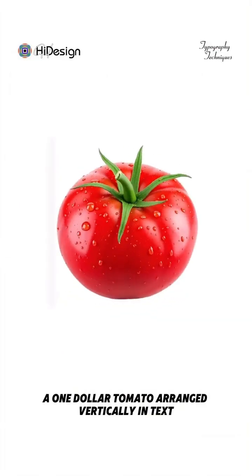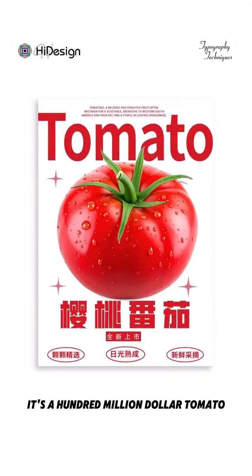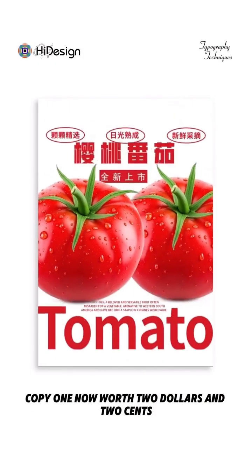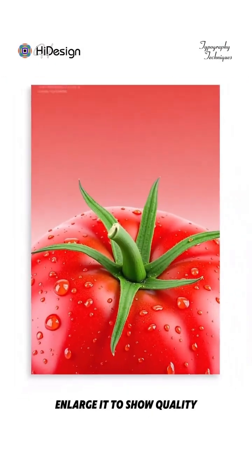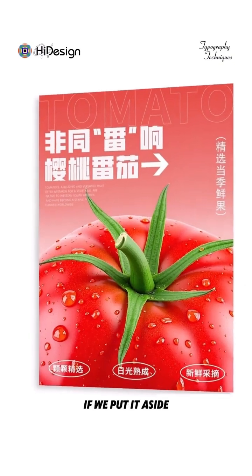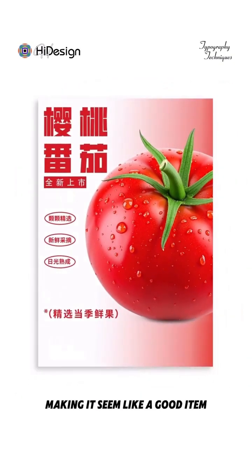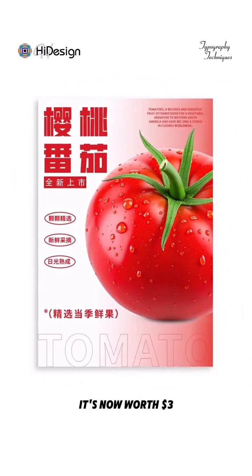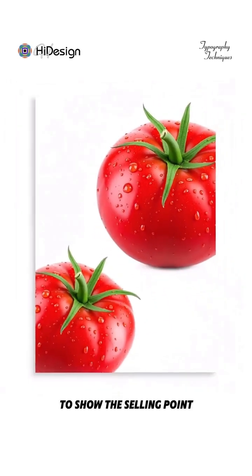A $1 tomato. Arranged vertically in text, it's a $100 million tomato. Copy one now worth $2.02. Enlarge it to show quality. Now it's $2.05. If we put it aside, show a clearer selling point, making it seem like a good item. It's now worth $3. Add 2 tomatoes on this basis to show the selling point.